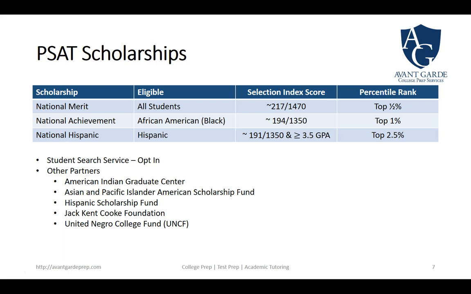Other partners, as you can see, are the American Indian Graduate Center, Asian Pacific Islander American Scholarship Fund, Hispanic Scholarship Fund, Jack Kent Cooke, and United Negro College Fund. All these awards are excellent ones you may want to pursue if you happen to meet the eligibility requirements, and they could be quite rewarding financially for you.